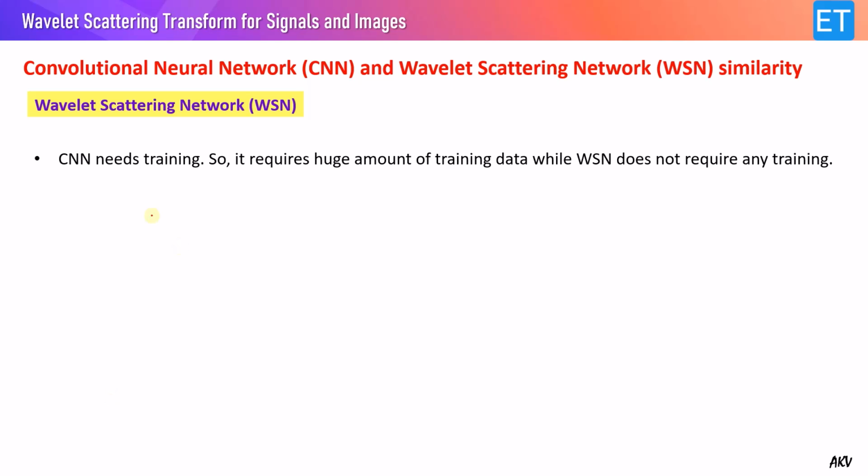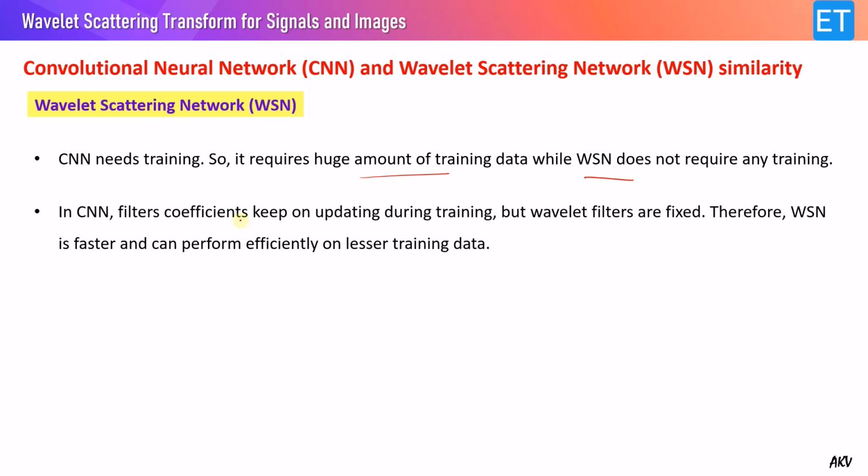The CNN actually needs training, as we know, so it requires a huge amount of training data. But the wavelet scattering network does not require any training. In CNN, the filter coefficients keep on updating during the training. But wavelet filters are fixed, that's why they don't need any training. Therefore, the wavelet scattering network is faster and can perform efficiently on lesser training data.